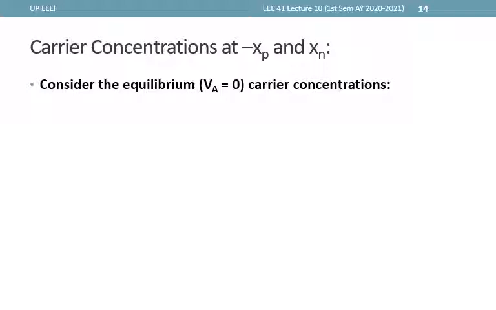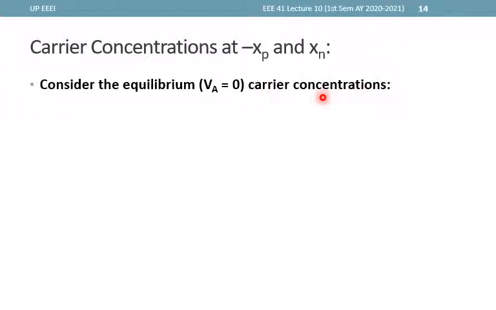So once we get the total J, then we can equate that to the total current, and that should be equal to the current in our Shockley diode equations. So to do that, we'll look at more details. So first, consider the equilibrium carrier concentrations, that is V_A equal to 0.